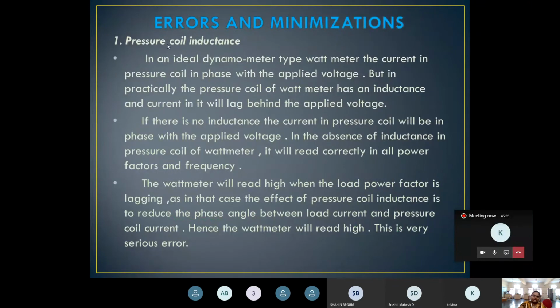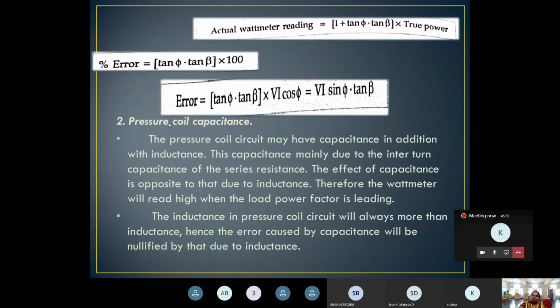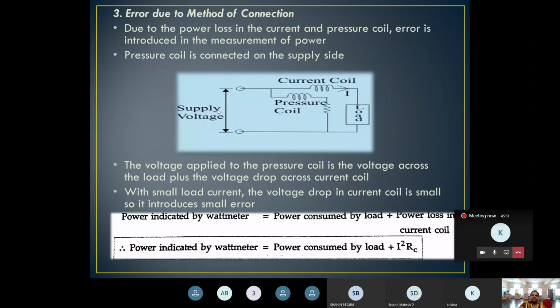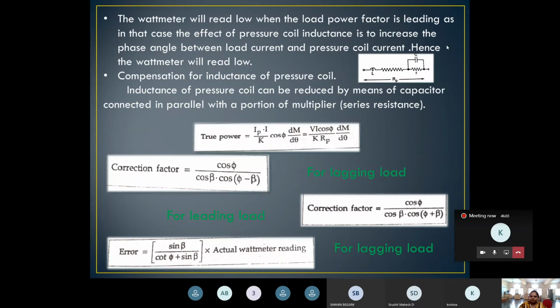That is for the pressure coil inductance. Next, we go with the pressure coil capacitance. To avoid the errors that are induced by the inductance, we connect the capacitance. If we connect the capacitance, what does it do? Here the pressure coil circuit may have capacitance in addition to the inductance. Yes, we connected a capacitor here.